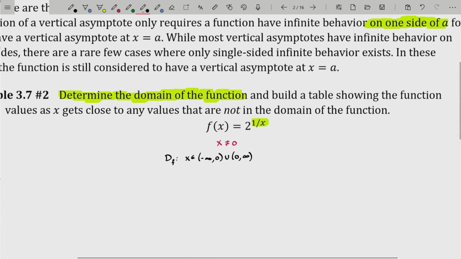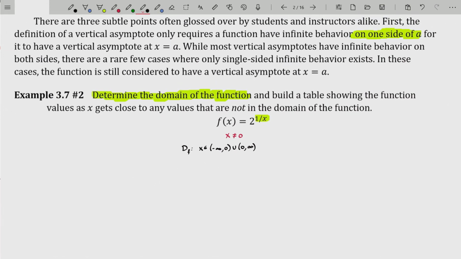Then the second part of this says, hey, now go ahead and go to Desmos. It doesn't say that, but that's what we're going to do, and build a table showing the function values as x gets close to any value that's not in the domain of the function. Well, there's only one value that's not in the domain. So let's go ahead and hop over to Desmos and build a table for x getting really close to 0.